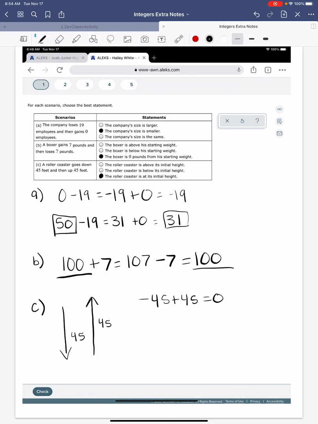So those are some examples of how we would do the problems in the assignment. I can identify relative change when combining two quantities in ALEKS. Hopefully that helps.